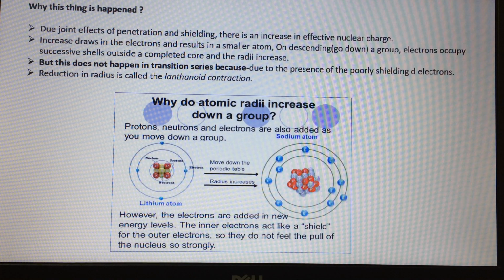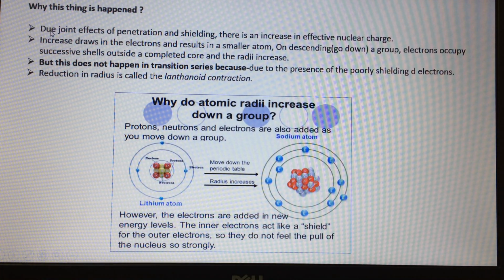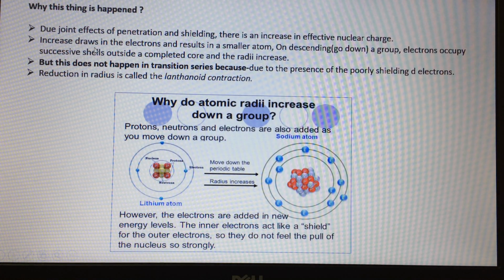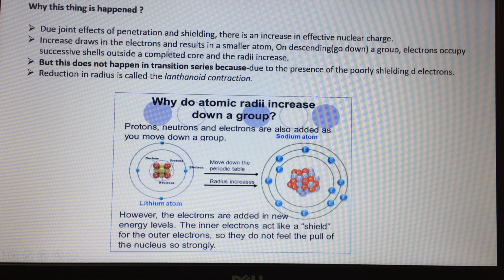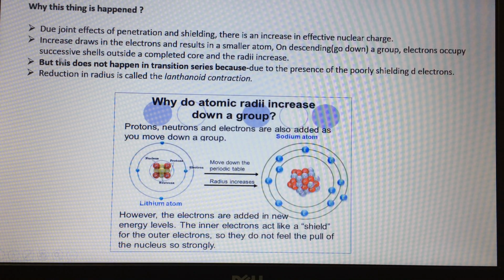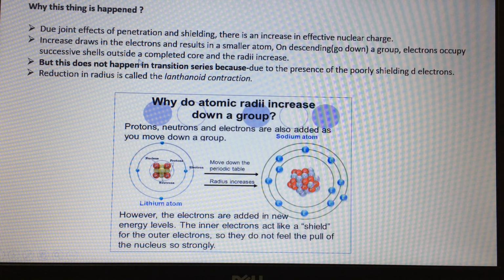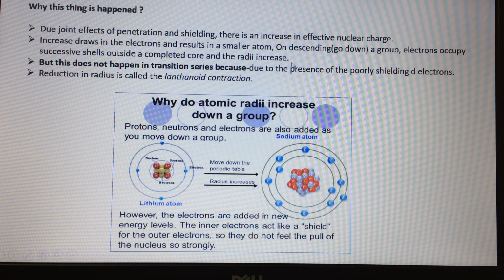So why does this happen? Due to the joint effect of penetration and shielding. There is an increase in effective nuclear charge. As you know, increased withdrawal of an electron results in a smaller atom. If you go down the group, the electron occupies successive shells, outer shell over a complete core, so the radii increase.